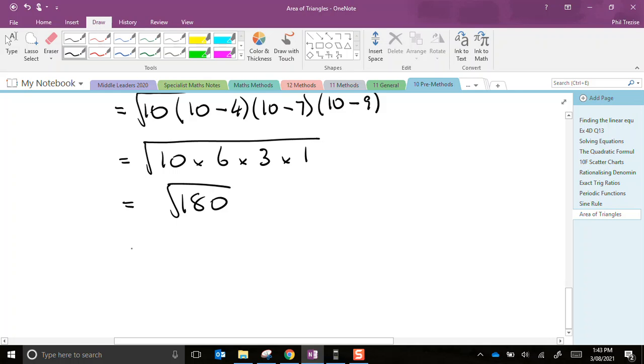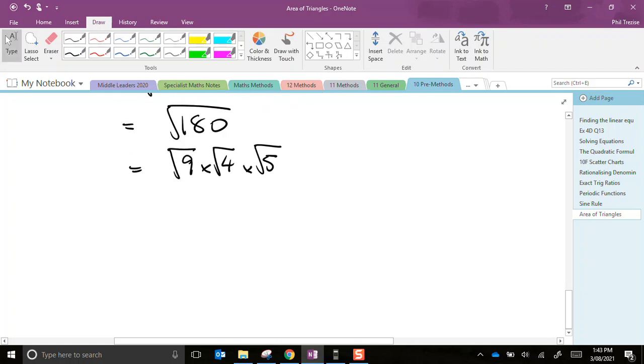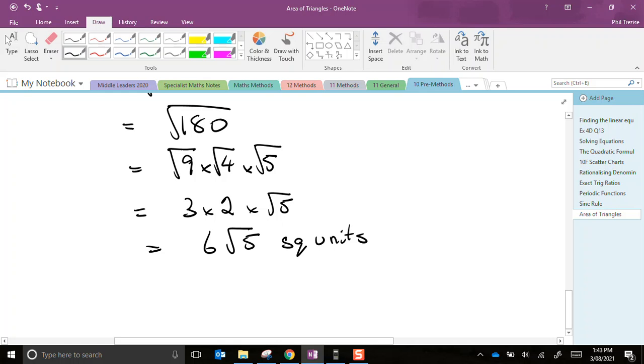Goodness, that's a lot, isn't it? Well, what would that be? I'm thinking of 9 times 20, but 20 is 4 times 5. It's the square root of that by square root of that by square root of that if I'm using surds. And so that's 3, that's 2, and root 5 can't be simplified. So I have 6 root 5 square units for the area of my triangle.